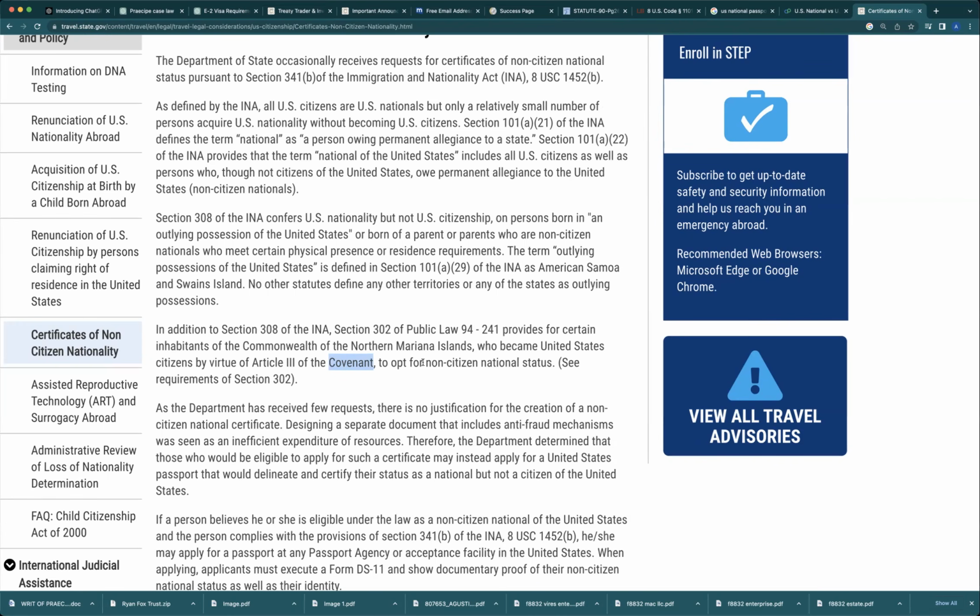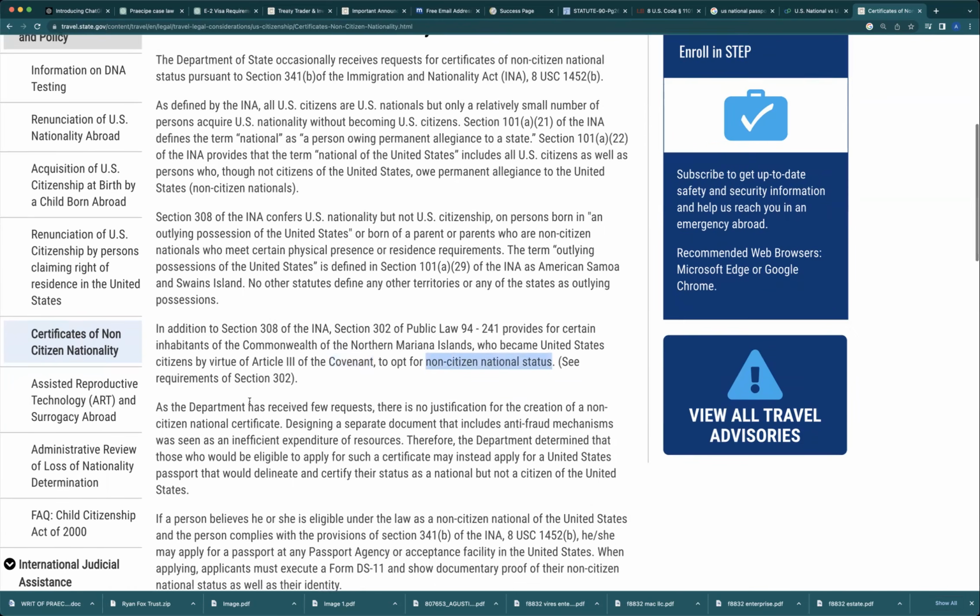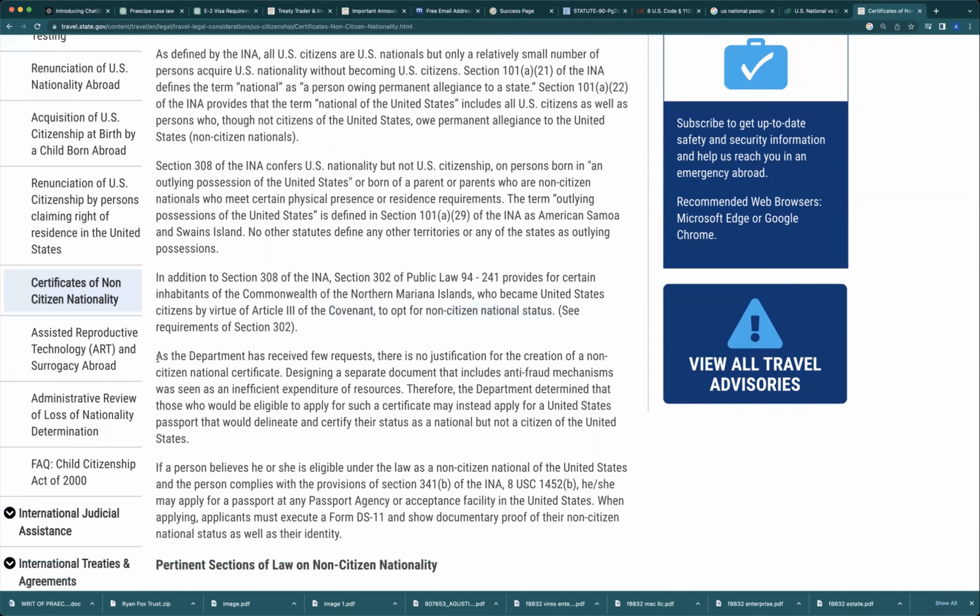To opt for non-citizen national status. That is what you want, non-citizen national status. And they're telling you to see that rule that we just read. Let's continue. As the department has received few requests, there is no justification for the creation of a non-citizen national certificate.